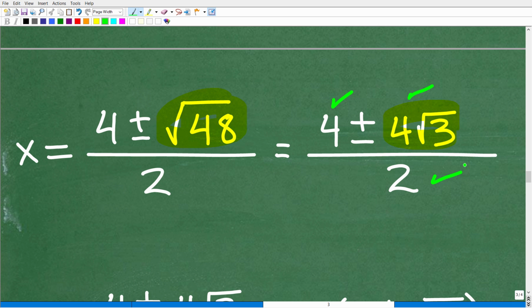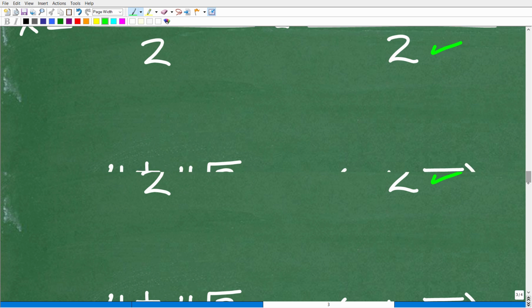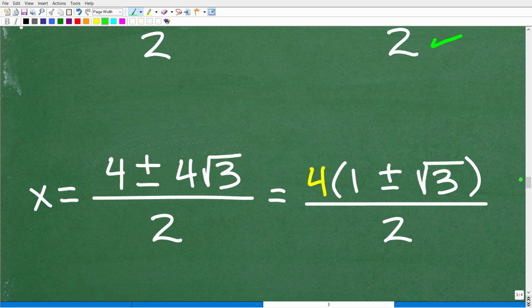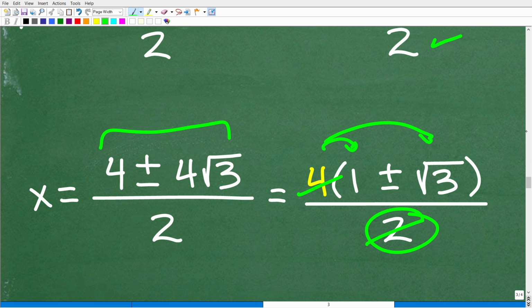Well, we can factor out a common factor of 2, okay? Or actually, factor out a common factor of 4. So here I have 4 plus or minus 4 square root of 3. We can factor out a 4, so 4 parentheses 1 plus or minus square root of 3. We can write it this way because if I multiply the 4 back in, I get back to this. Now, why do I want to do that? Because I have this 2 down in the denominator, and this 2 can go into that 4 2 times.